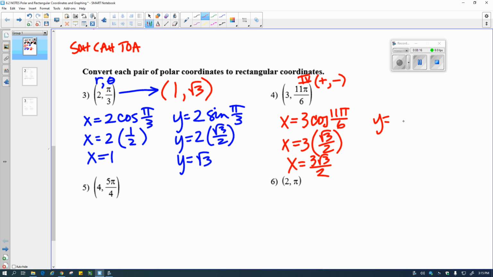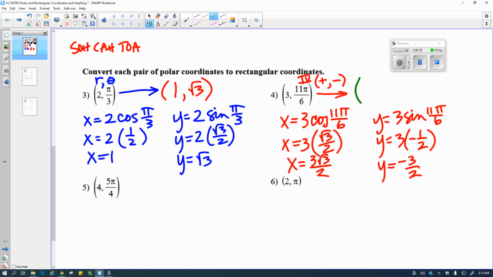Then I'll find y. y is 3 sine 11 pi over 6. And so y is 3 times the sine of 11 pi over 6, which is a half, but in the fourth quadrant it's negative. So my y is negative 3/2. And so when I write my converted point here, my x is 3 times the square root of 3 over 2, and my y is negative 3/2.